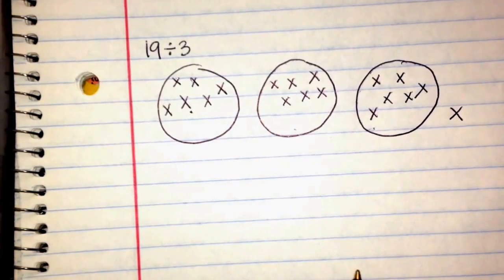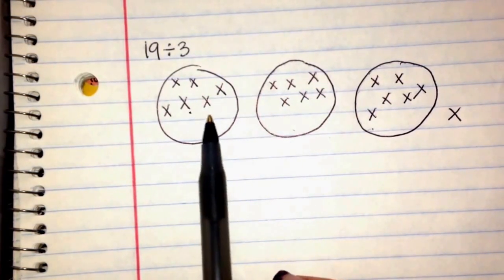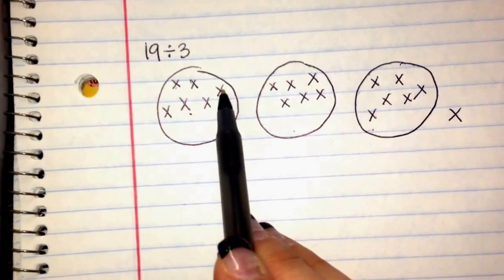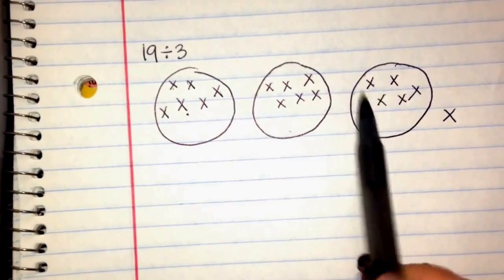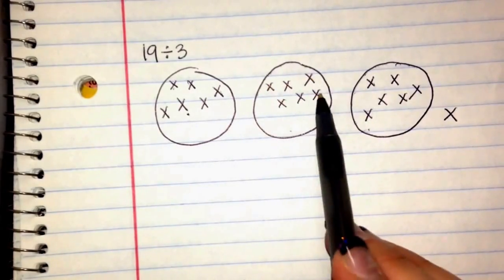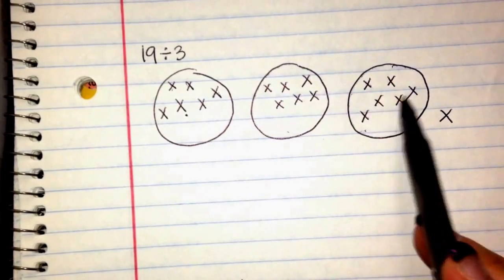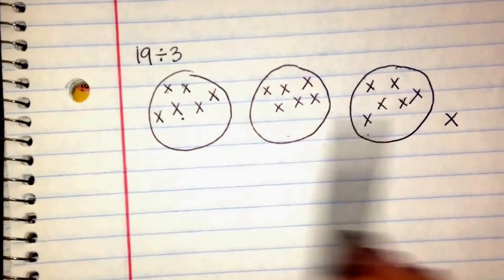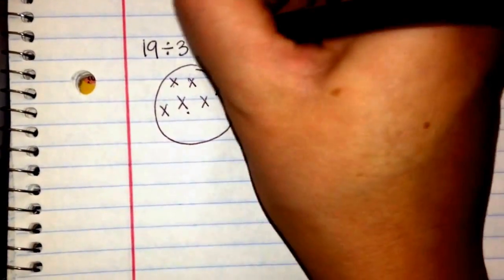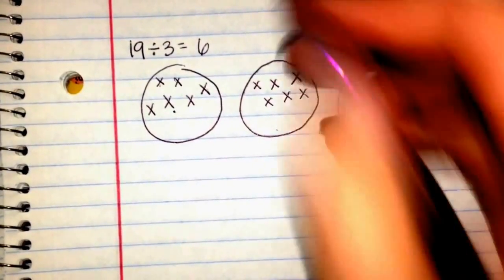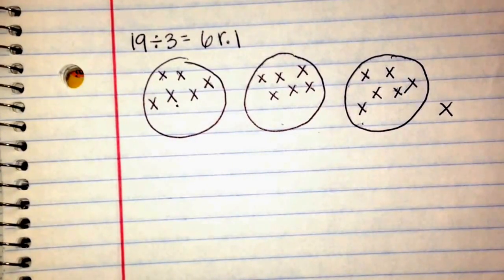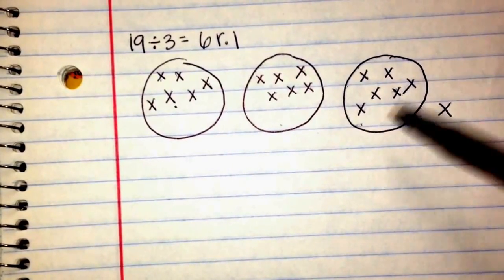So my next step is to count how many pictures I have in each circle. How many X's, how many counters? 1, 2, 3, 4, 5, 6. That's good. I'm going to count and make sure I have 6 in both of these groups too. 1, 2, 3, 4, 5, 6. If I have different counters in each group, then I've got to start over because I've done something wrong somewhere. So 19 divided by 3 equals 6, but I have 1 left over, so I have a remainder of 1. And that is how you find remainders using counters or a drawing.